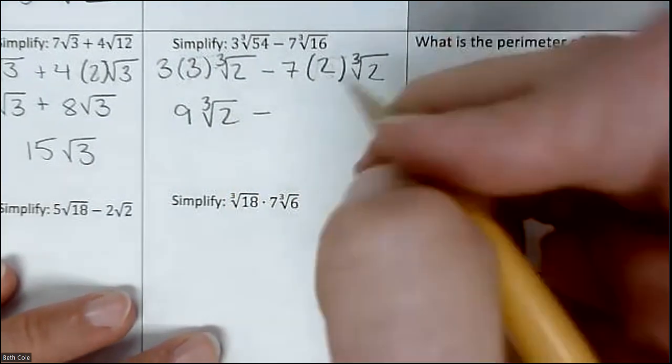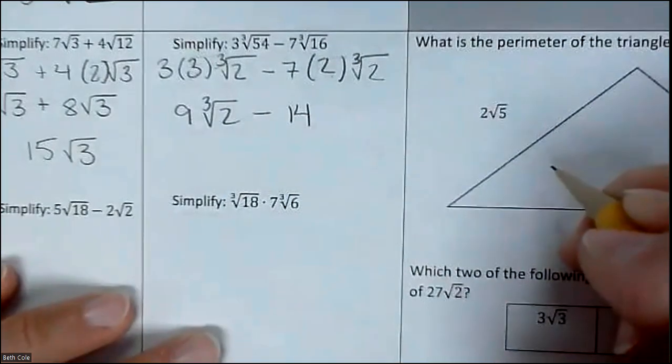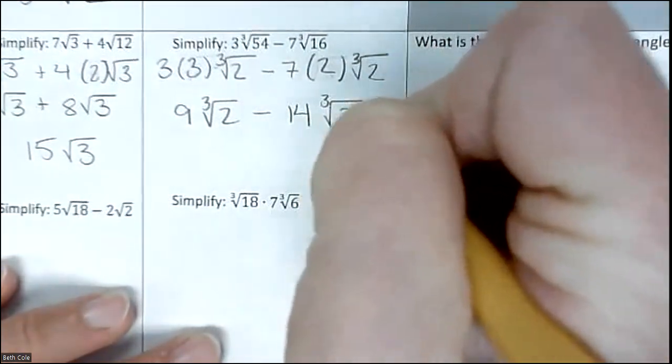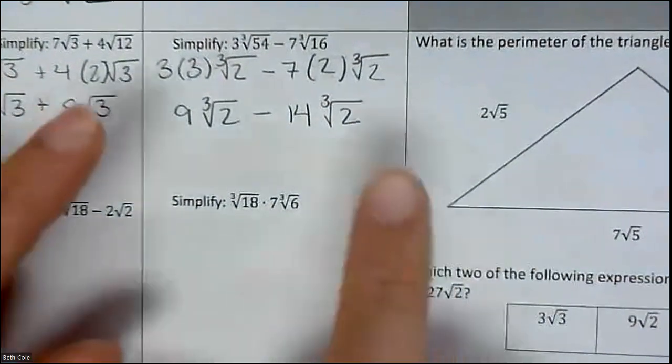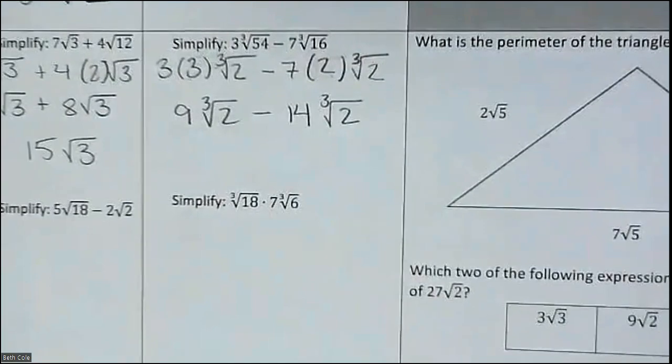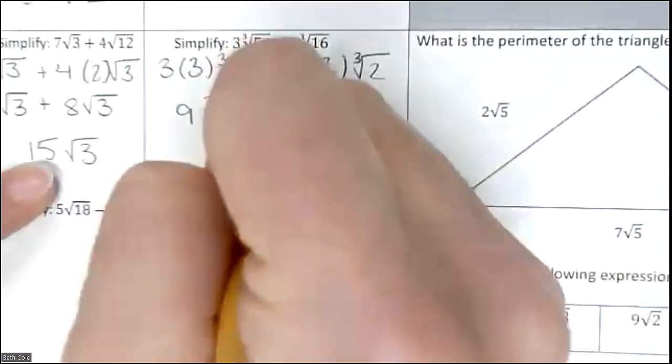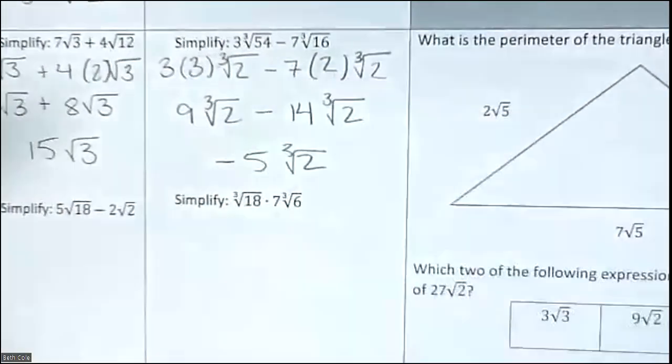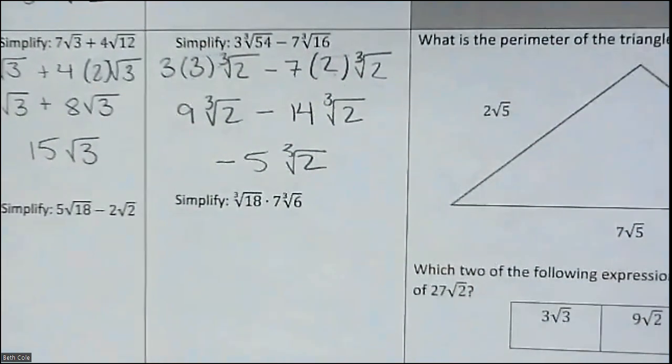All right, 7 times 2 is 14 cube root of 2. And do you see how they are the same now? All right, so 9 minus 14, what is that, negative 5? Negative 5 cube root of 2. So you simplify them so that they are the same, they're like terms, and then you can put them together.